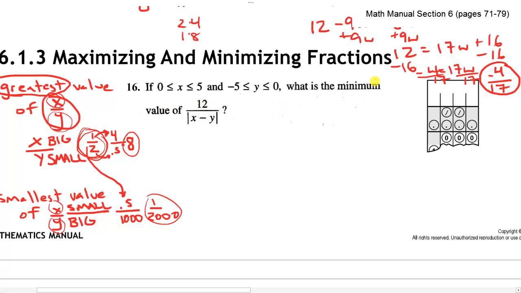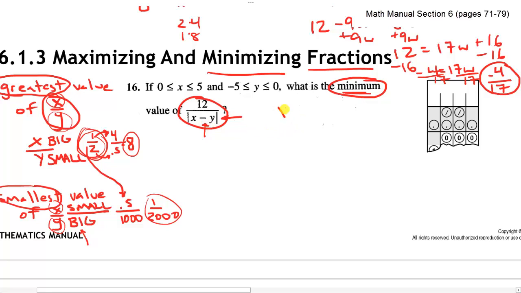So on number 16, they are asking us for the minimum value of this fraction. So again, we just said whenever they're asking us for minimum or maximum values of fractions, we have to think about what we need to do. If we want the minimum value of this fraction, we need to make this denominator as big as possible. Remember, we said that if we want the smallest value of a fraction, we need to make the denominator really, really big, or as big as we possibly can. If you can see right away how to maximize this absolute value of x minus y, then great, good for you. Go ahead and do that.